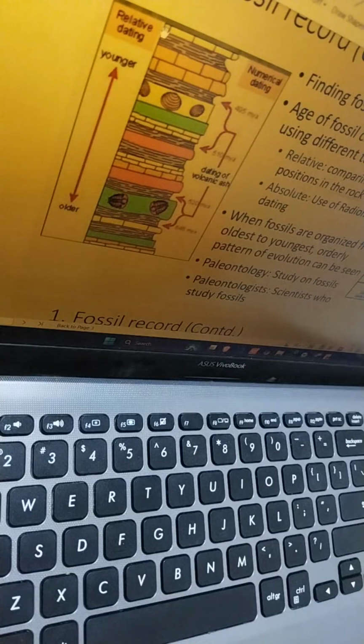The age of a fossil can be determined using different techniques. What are the techniques? These are relative and absolute. Relative dating compares fossil positions in the rock strata, and absolute dating uses radiometric dating.